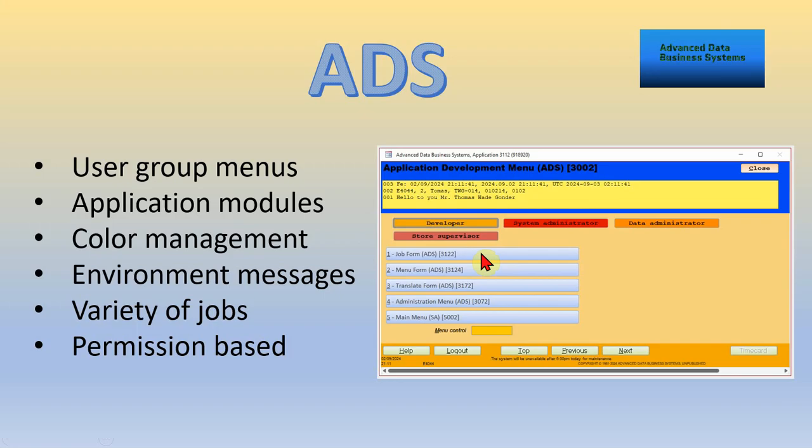Each user group has a default menu with up to 10 selections. In the menus, we begin to see how the application modules, color management, and environmental messages begin to work together. The menu system gives the user access to a hierarchy of menus, as well as the ability to run jobs. Jobs are the hybrid of Access core objects like forms, reports, and macros for combining object tasks. Based on the user or user group, permission is granted to run the job.